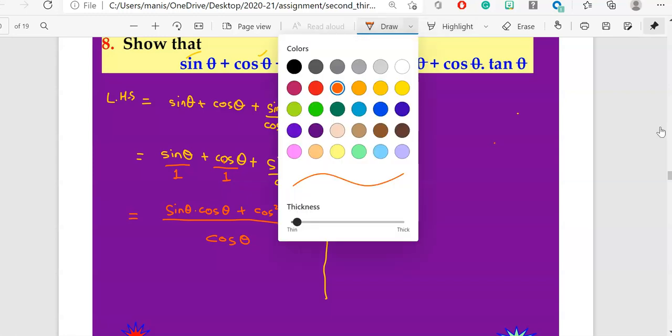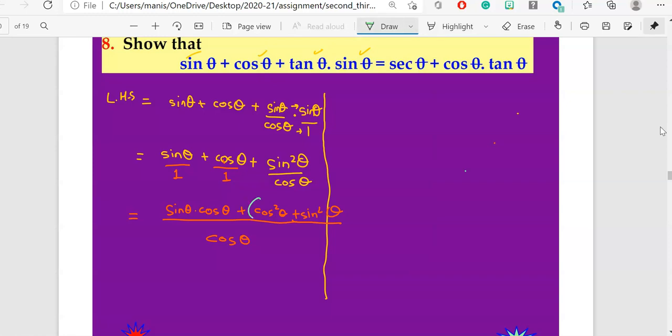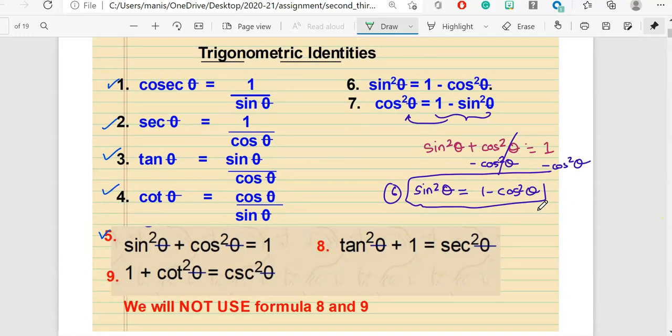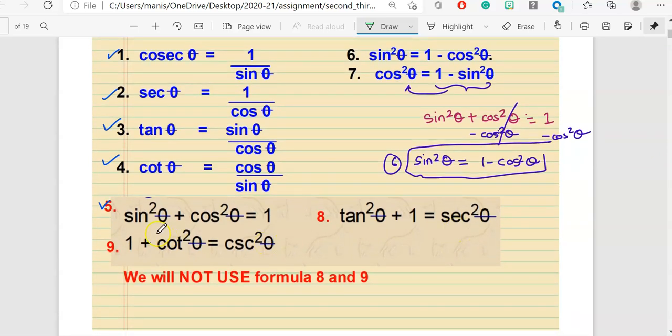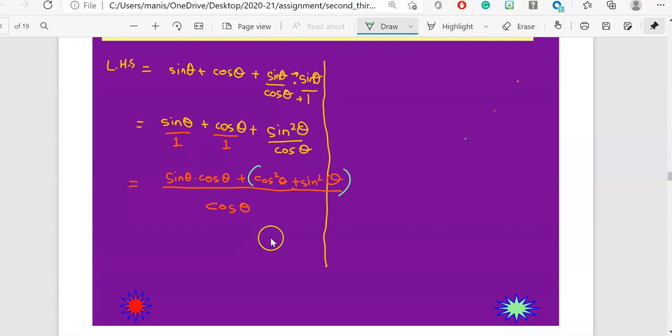Now I want you all to pay attention to this part over here where it says cosine square theta plus sine square theta. You remember this is a formula. This is a very important formula. Look here, formula number 5, Pythagorean identity. What is sine square theta plus cosine square theta? Equal to 1. So you will replace that by 1. So this will be 1.